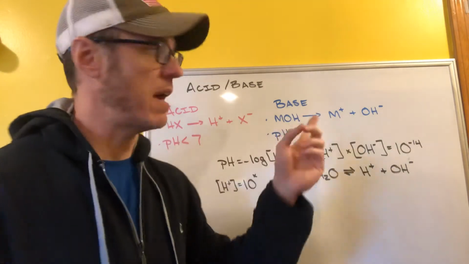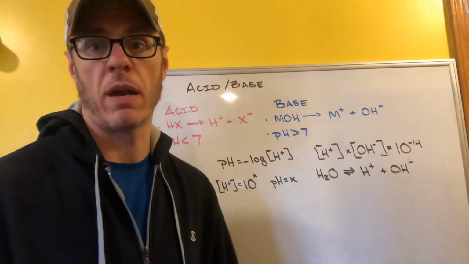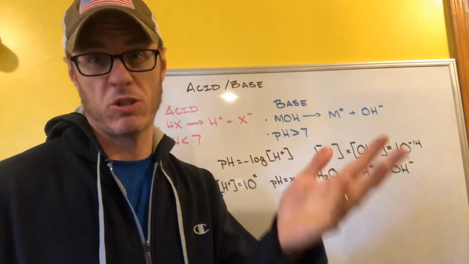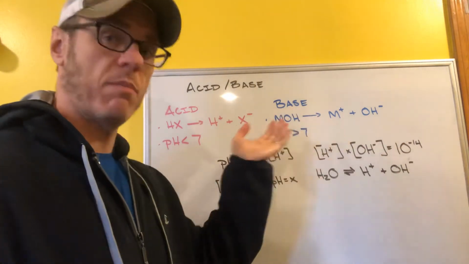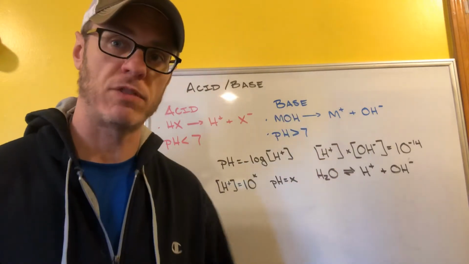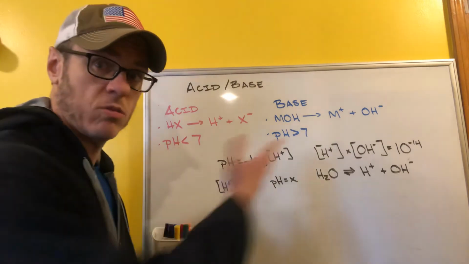All right, now this metal usually is a group 1 metal. Sodium, lithium, potassium, rubidium, that's pretty much it. All right, but they can be other ones as well, but this is what a base is, and the pH for a base is above 7. So this is what an acid is, this is what a base is.